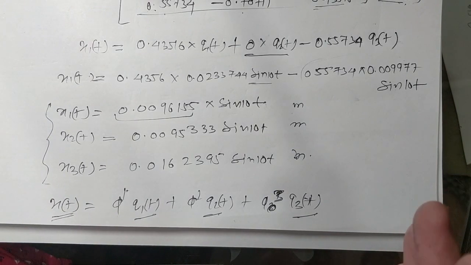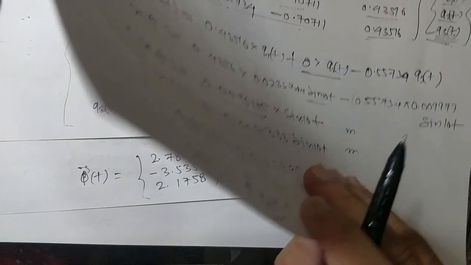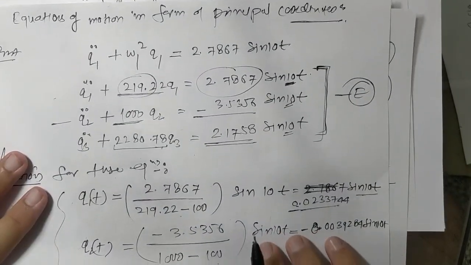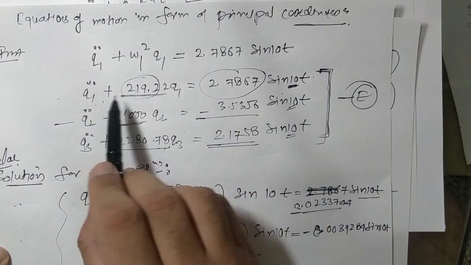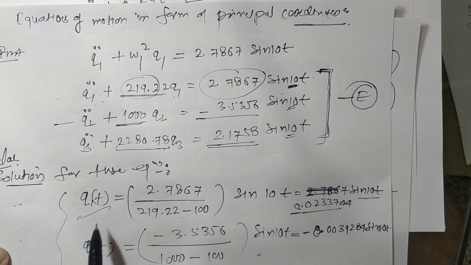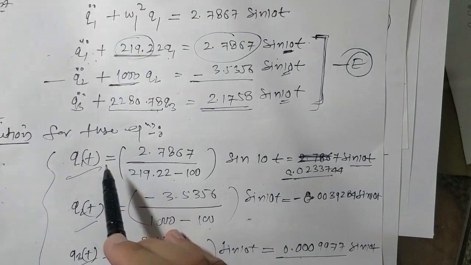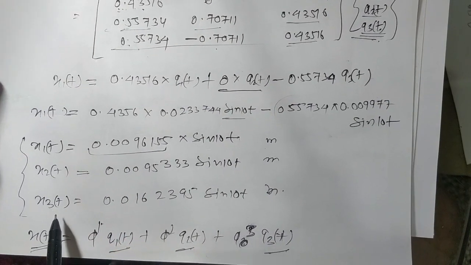The beauty of modal analysis is that it converts the n degree of freedom system into n single degree of freedom systems, using equations analogous to a single degree of freedom system in the form of principal coordinates. So we can find the solution of these equations similar to the single degree of freedom solution, and with the help of the modal matrix, this can be converted into the form of physical coordinates x1, x2, x3.